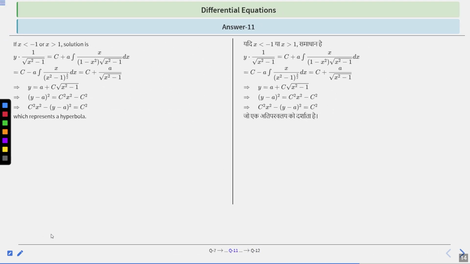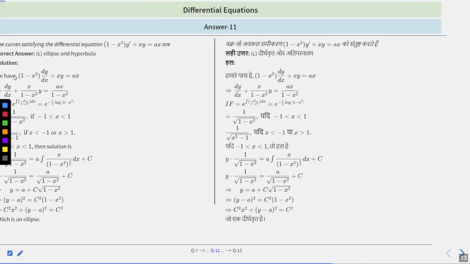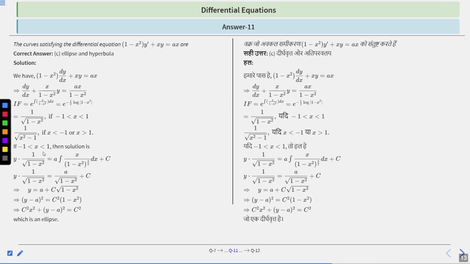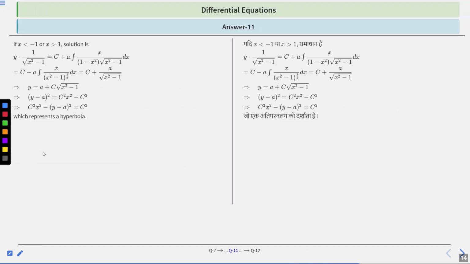If x is less than minus 1 or x is greater than 1, then the solution will be, therefore, integrating factor will be 1 over root over x square minus 1. Therefore, we will have solution y into 1 over root over x square minus 1 is equal to c plus a times the integration of x upon 1 minus x square root over x square minus 1 dx.